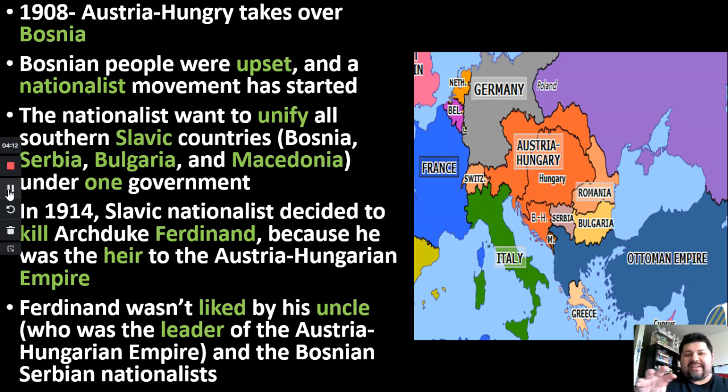And not only did Bosnia feel that way, but the national unification feeling was going all throughout the Slavic countries. Now, which countries are these? Basically, what are the Slavic countries? Bosnia, Serbia, Bulgaria, and Macedonia. If you look at that map, you can see Bulgaria, Serbia. If you see that little M right there, that's Macedonia.